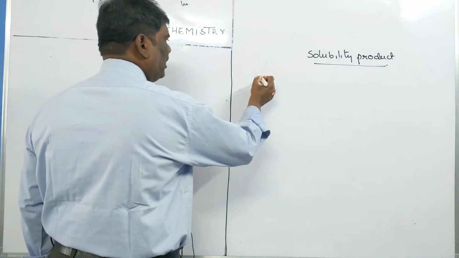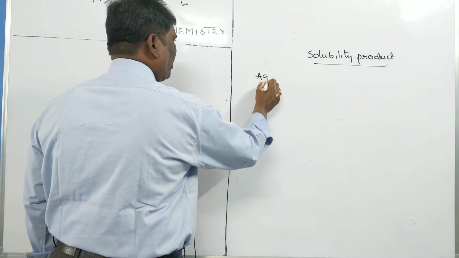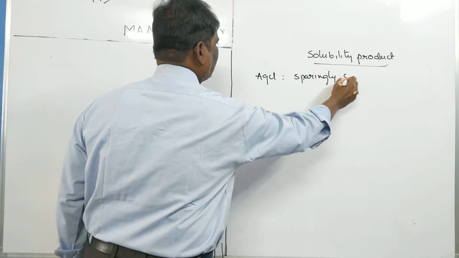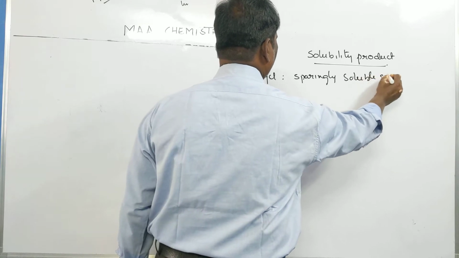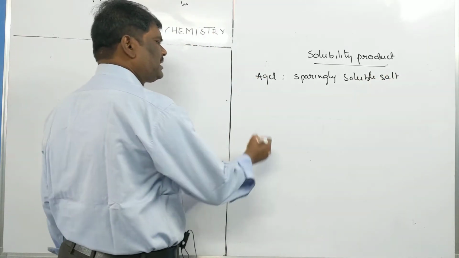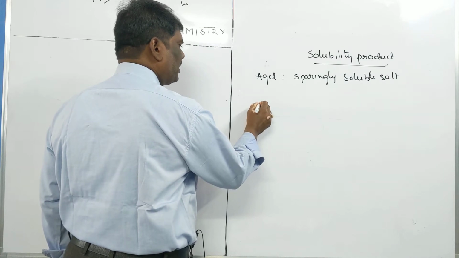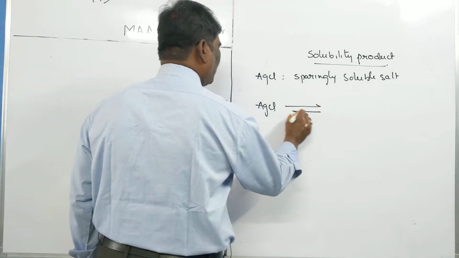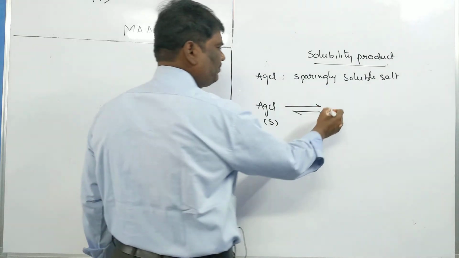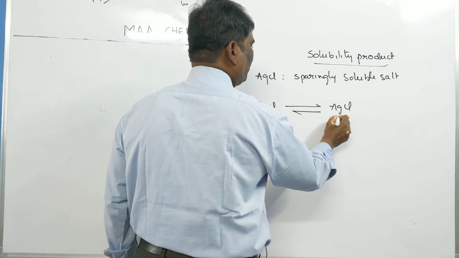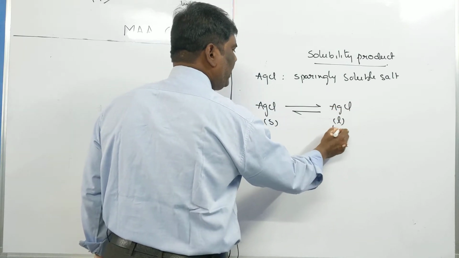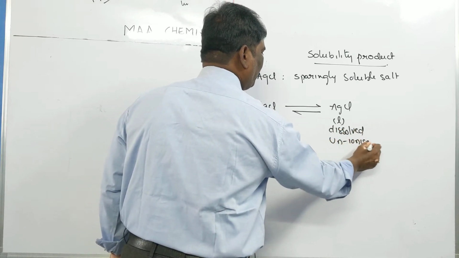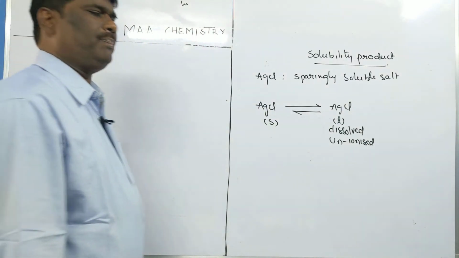The salt solution which contains chemical equilibrium and physical equilibrium is known as a saturated salt solution. Now, silver chloride is a sparingly soluble salt. Let us consider a sparingly soluble salt like AgCl. When it is dissolved in water, some molecules are dissolved to give liquid. So this is the dissolved but unionized form.